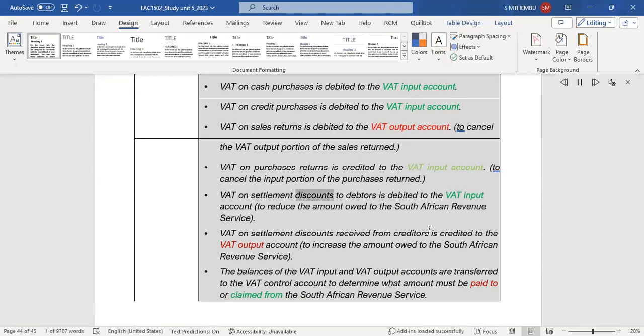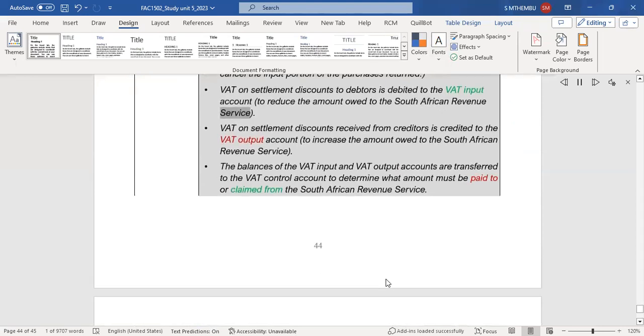VAT on settlement discounts to debtors is debited to the VAT input account, to reduce the amount owed to the South African Revenue Service. VAT on settlement discounts received from creditors is credited to the VAT output account, to increase the amount owed to the South African Revenue Service.